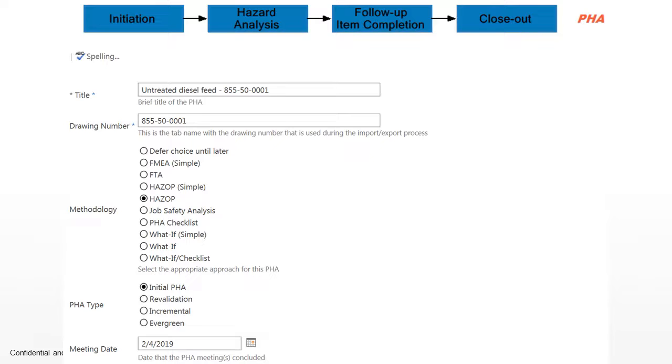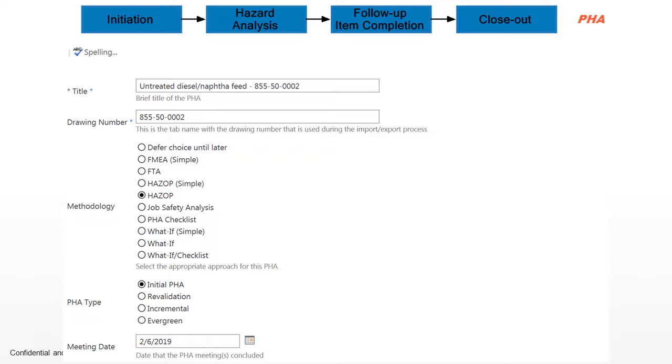However, not every PHA requires a facilitated team approach. Often, PHAs associated with routine MOCs are very simple. So there are several methodologies labeled simple, which just present a Word template that the user completes without the overhead of a full HAZOP. The idea is that if the FACILEX PHA application is to be used, it has to address all the needs, big and small. At the bottom, we see choices labeled PHA type, which permits the creation of new PHAs as well as periodic revalidation, incremental changes, and maintaining an evergreen PHA.